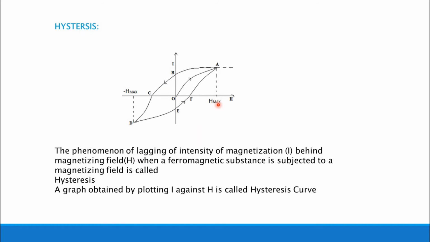When the magnetic field from H maximum is decreased slowly, the path traced by this curve is not going to follow the previous path, but instead it is going to follow the path AB. Even when H is equal to 0, I is still left over. This amount of intensity of magnetization left over even after making H equal to 0 is called residual magnetism.